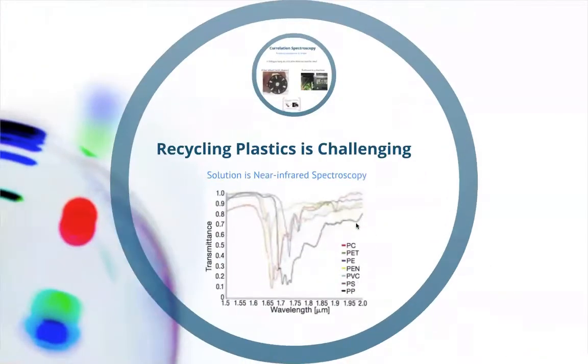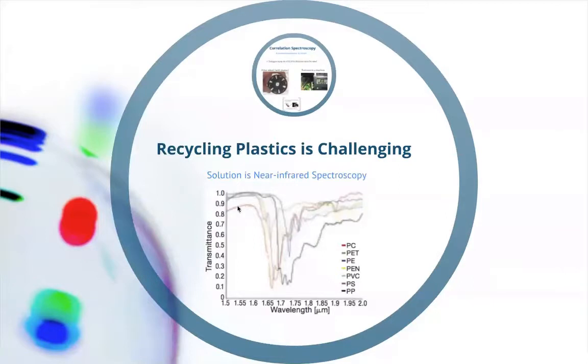So recycling plastics in general is challenging because they're all transparent. And one of the most successful solutions today is what's called near-infrared spectroscopy. Many of you might be familiar with it, but the idea is relatively simple. If you shine near-infrared light, with a wavelength of about 1.5 microns to about 2 microns, through a piece of plastic, the different types of plastic absorb differently. So this is plotting the transmittance of the light as a function of the wavelength.